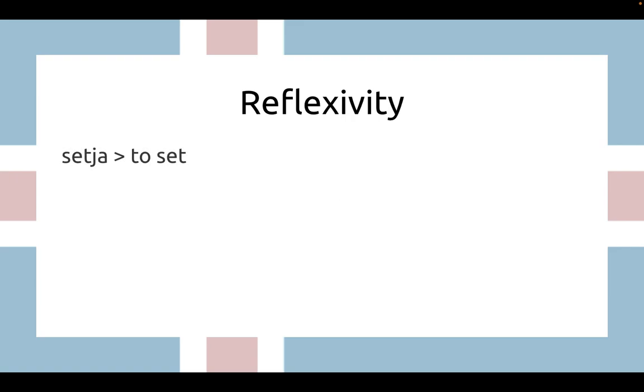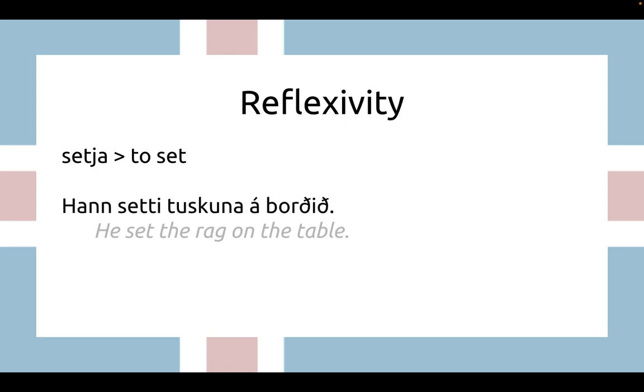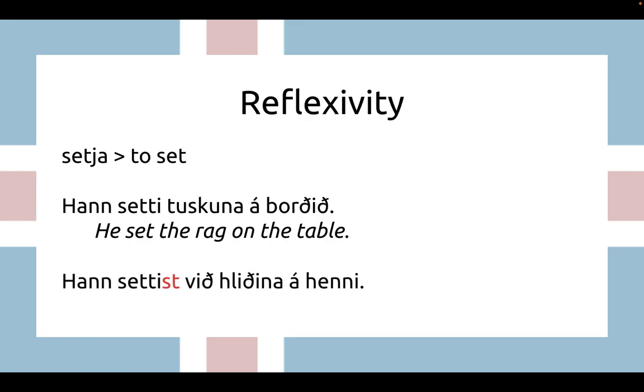All right, here's another example of a reflexive example. Setja means to set. Hann setti tuskuna á borðið. He set the rag on the table. This is an active voice example, but here is a reflexive example. Hann settist við hliðina á henni. He sat down at her side. So in this case, we're saying he set himself down at her side. This is the way to say to sit down.